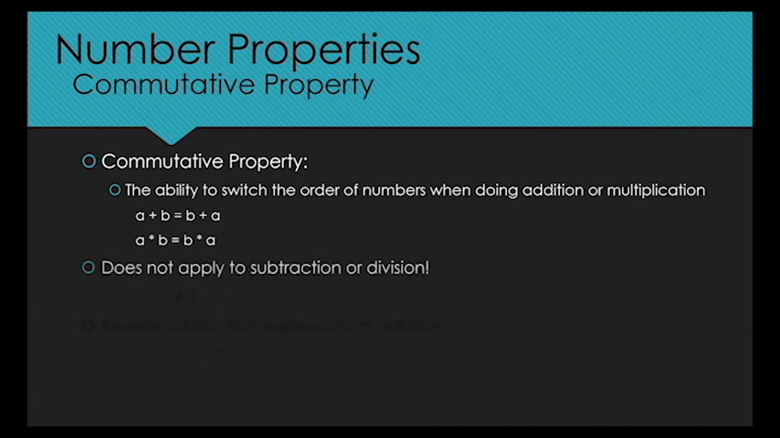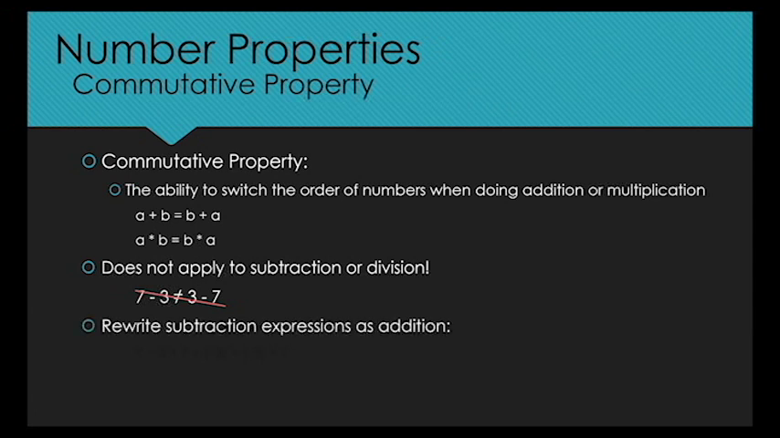This doesn't apply to division and subtraction. If we swap the order of subtraction, we get different answers. 7 minus 3 does not equal 3 minus 7. But keep this in mind. If we rewrite subtraction as the addition of a negative, it becomes commutative. So, 7 minus 3 can be expressed as 7 plus negative 3. And then we could swap the order to negative 3 plus 7. That is pro-level stuff, but something worth thinking about.